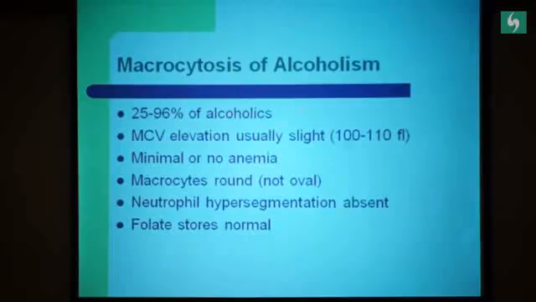Now 25 to 96% of alcoholics will have macrocytosis. So MCV elevation is about 100 to 110. The anemia may or may not be there, or it's very mild. These are macrocytes, but they're not macroovalocytes. When you see macroovalocytes, that is virtually associated with B12 deficiency.